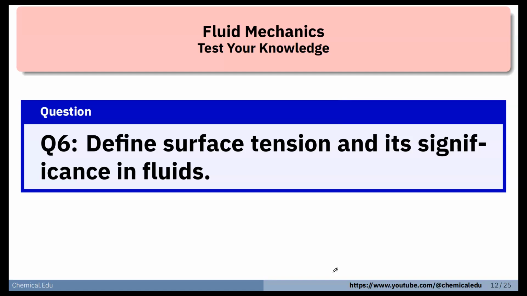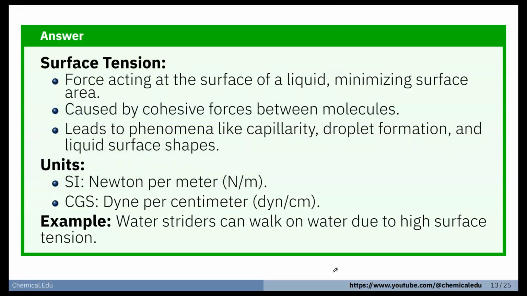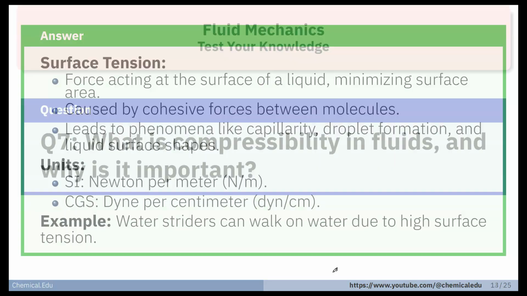Now question 6, define surface tension and its significance in fluids. Surface tension is a force acting at the surface of the liquid, minimizing surface area. Surface tension is caused by cohesive force between molecules and leads to phenomena like capillarity, droplet formation and liquid surface shapes. Surface tension unit: Newton per meter, CGS dyne per centimeter. Water striders can walk on water due to high surface tension.